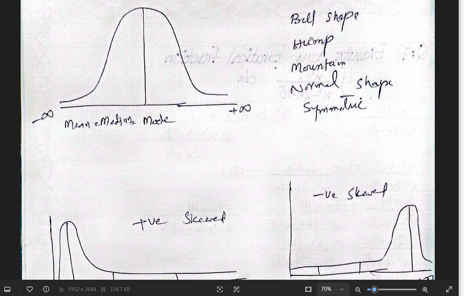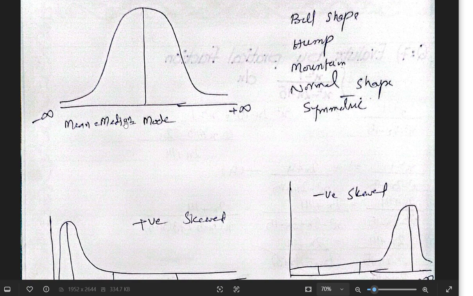These are different names for this particular shape. Some people call it hump of a camel, mountain. Some people also call it normal shape, but its mathematical name is symmetric shape. Now this is exactly like this. So see, the two tails are exactly the same at the same distance from the center, and the central value is always, as I told you, this peak point is always considered as mode.